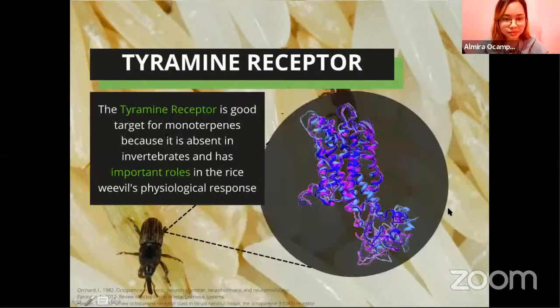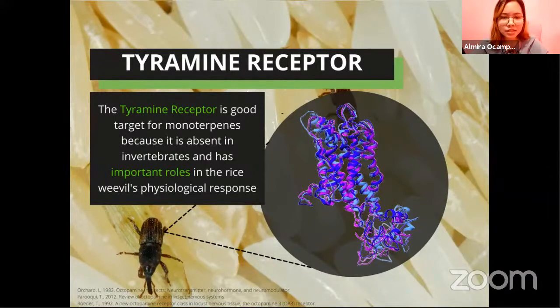Next slide, please. So one example of these octopamine receptors is the tyramine receptor. Now, if you recall, receptors are protein structures in your body that are responsible for receiving and transducing signals throughout your body system. So in the rice weevil, the tyramine receptor is known to be the invertebrate counterpart of norepinephrine in us humans. So it functions as a neurotransmitter, neuromodulator, and neurohormone. And it is also associated with many important physiological functions such as locomotion, reproduction, and pheromone response.